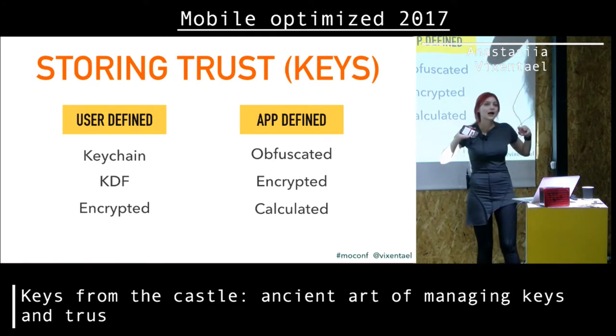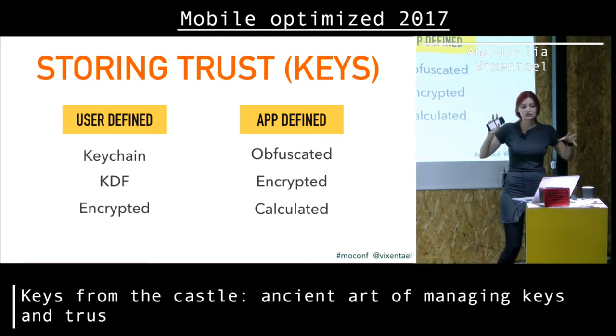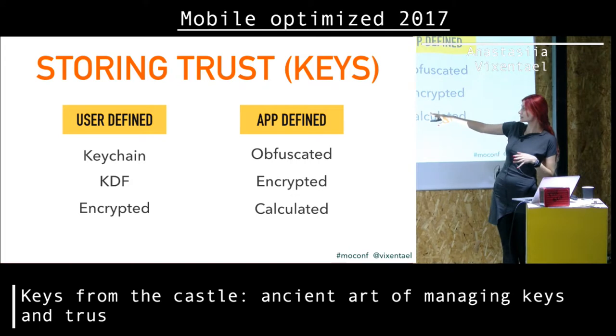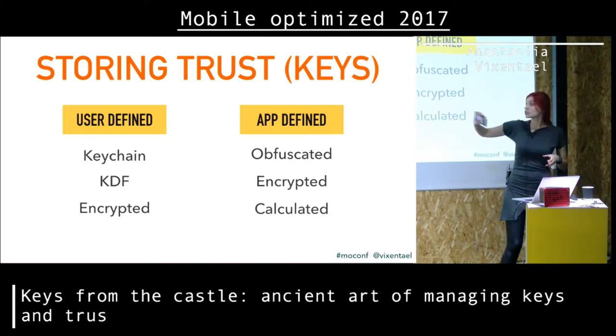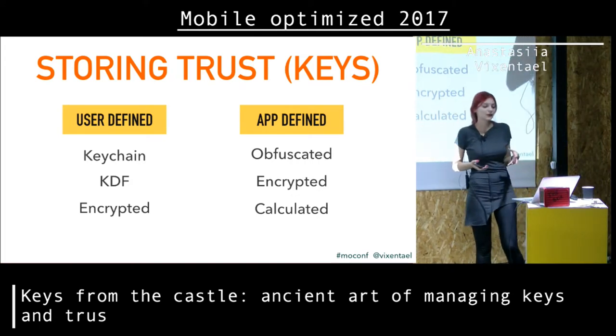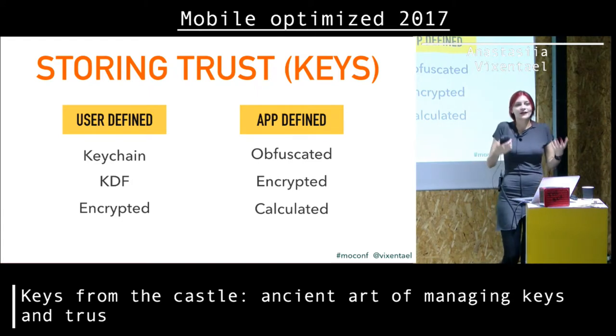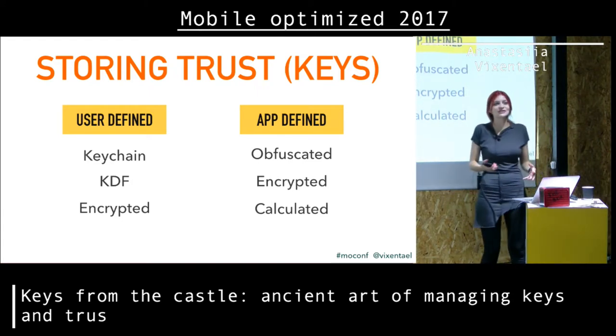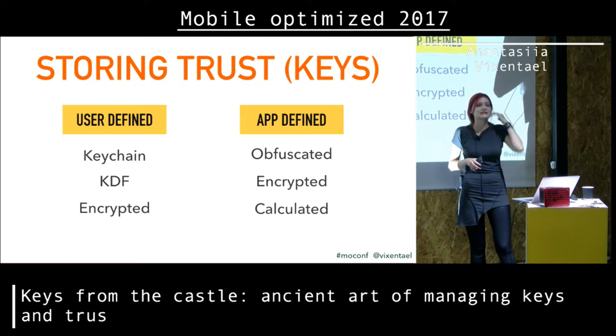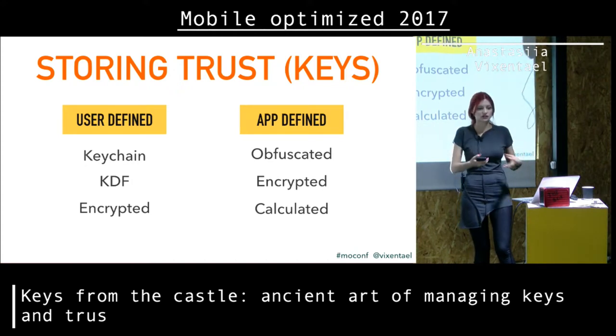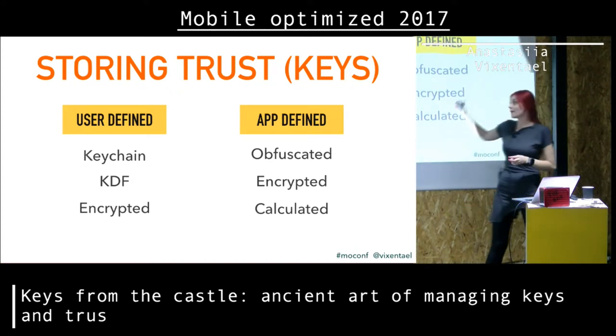For example, in our apps, we mostly deal with two kinds of keys: user-defined keys and app-defined keys. User-defined keys are something defined by the user, obviously. Is it something derived from user passwords? Is it something that needs user attention in the application flow?